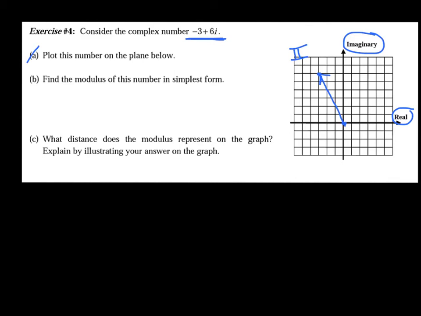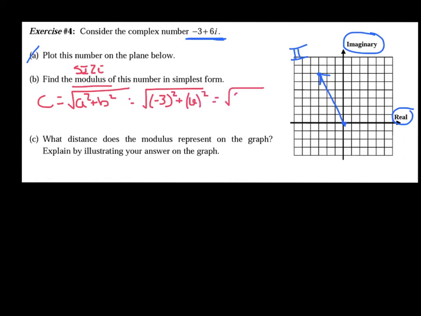Part B says find the modulus, and all I want you to do is think size. That's the size of a vector, or its length. So we're going to use c equals radical a squared plus b squared, which in this case is going to be -3 squared plus 6 squared. And let's see, 9 plus 36, and that's radical 45. And radical 45 can be simplified into radical 9 times radical 5, so my final answer there is 3 radical 5.